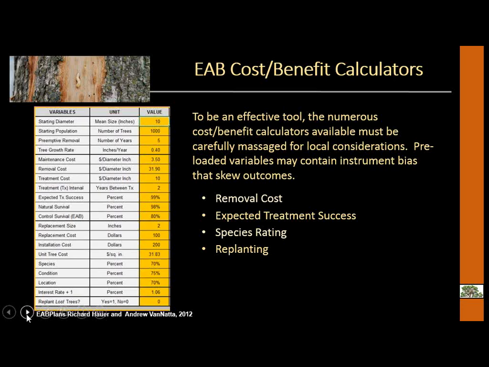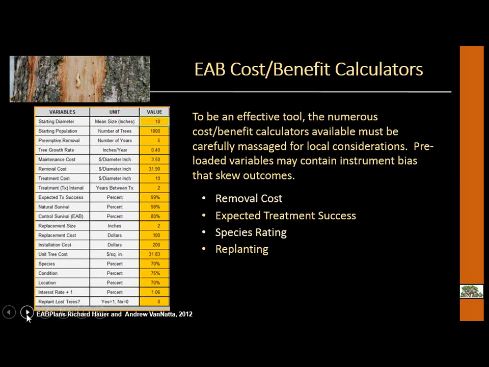This cost calculator called EAB Plans is developed by Rich Hauer at the University of Wisconsin, Stevens Point, and then there's a second one through Purdue University, and we use both, and I think they're great tools. I will point out there are some preloaded variables.